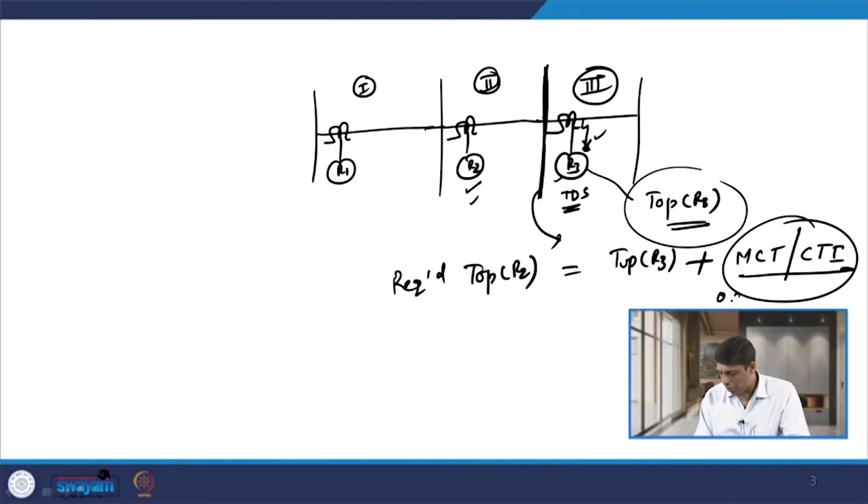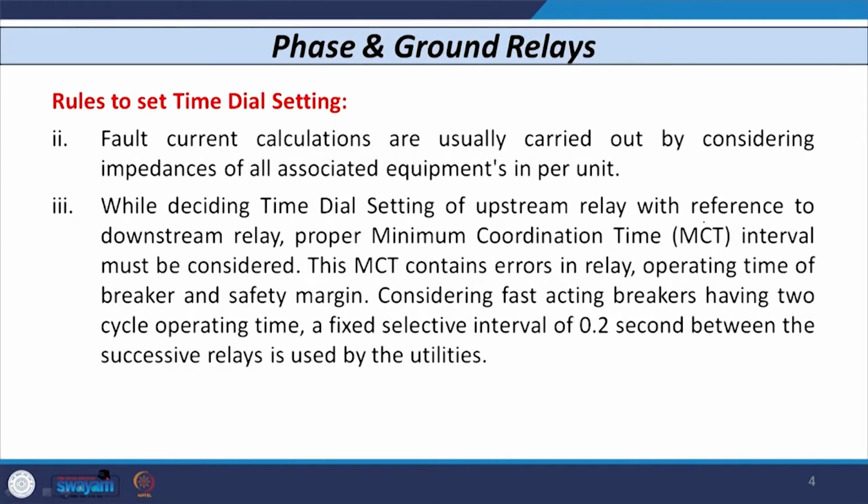So, here in this case we need to add either 0.2 second or 0.3 second, or any value in between these two, and then we have to decide the time of operation of relay R2, and similarly further we need to decide the time of operation of relay R1. So, this is a very important point as far as the time dial setting is concerned.